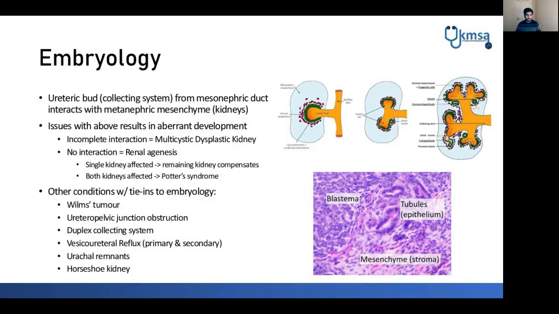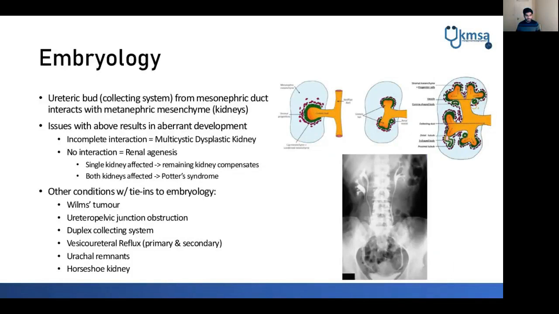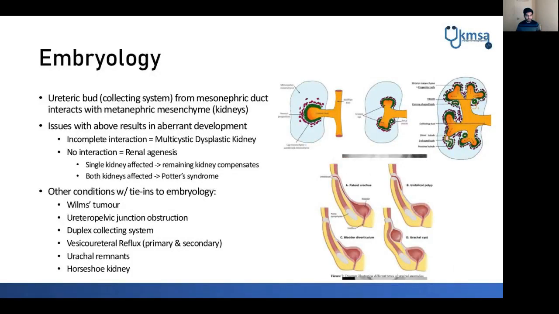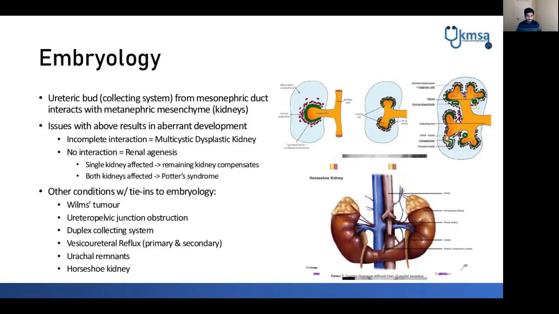And then you can get horseshoe kidney as well. So that's just the duplex ureters. That's the urachal remnants, and then this is the horseshoe kidney. So this is when the inferior poles of the kidneys fuse.